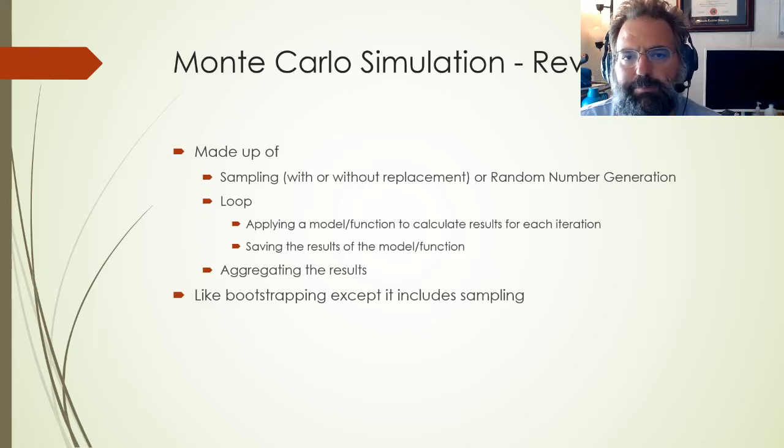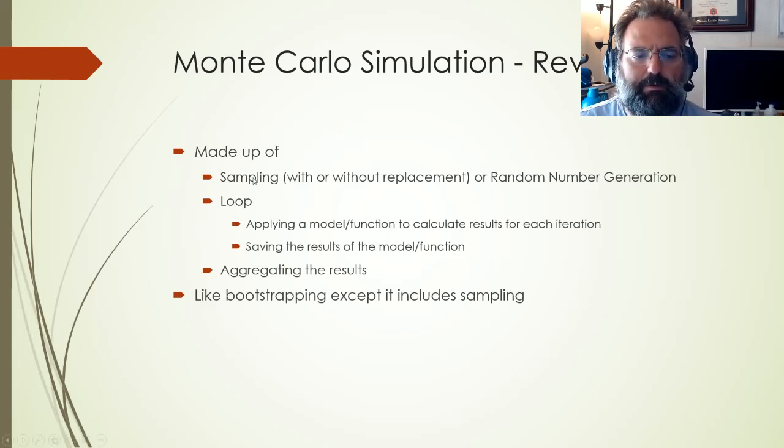And there's a loop. Generally, you go through it a certain number of times. Essentially, each time through, you're going to be taking a sample. You're going to apply some method, some model or function to that sample, and then save the results. And then you're going to do some aggregation across those results.